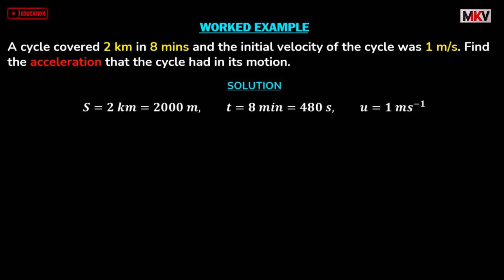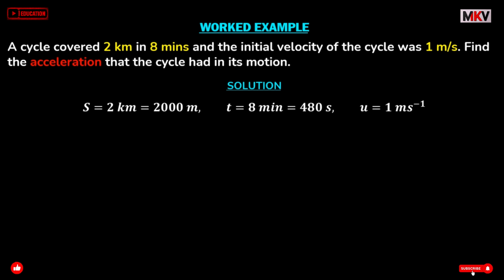First, we'll state what we have in the question. We have distance, we have time, then we have initial velocity. Our distance was 2 kilometers, so we change it to meters, which is 2,000 meters. Then we have our time, which is 8 minutes. We change it to seconds, which is 480 seconds. Then we have the initial velocity, which is 1 meter per second.